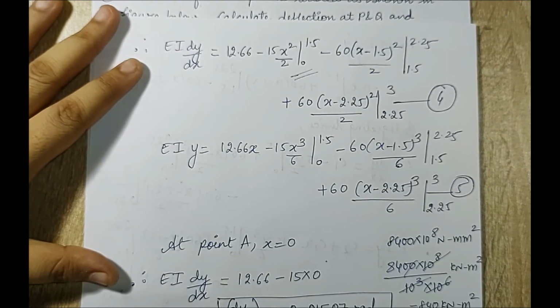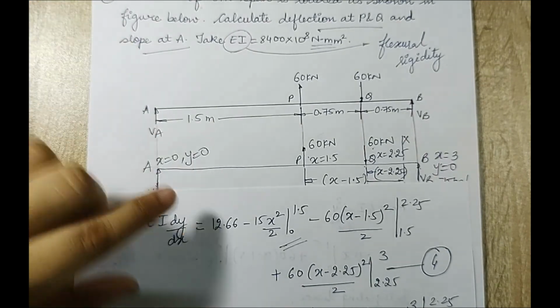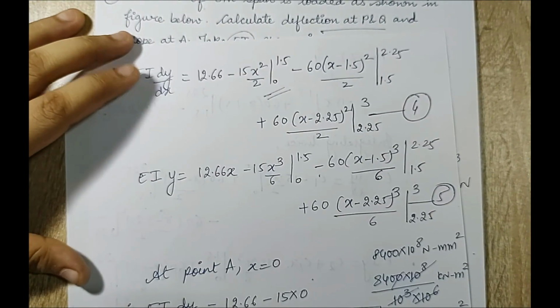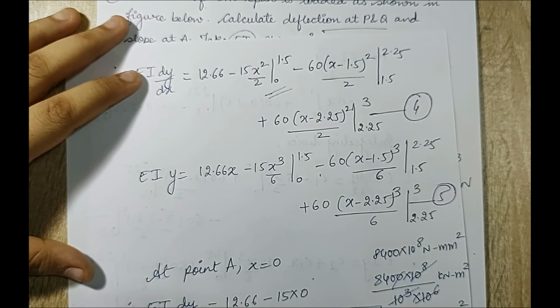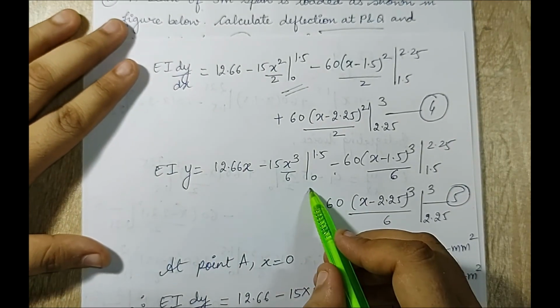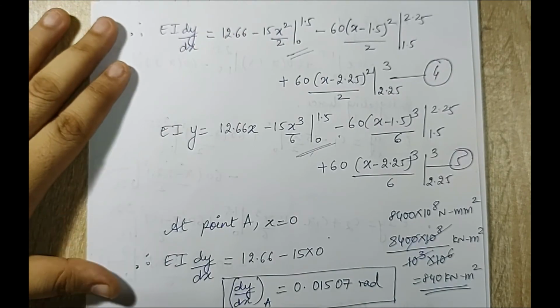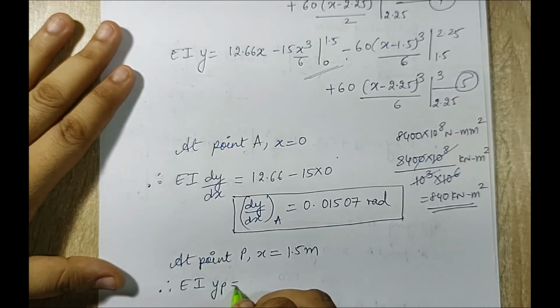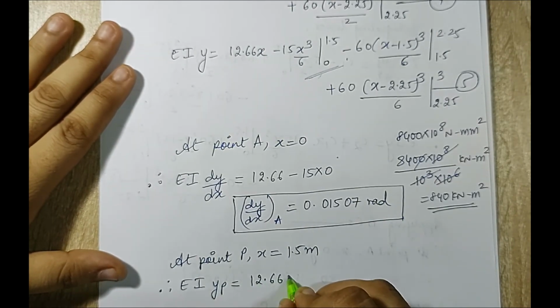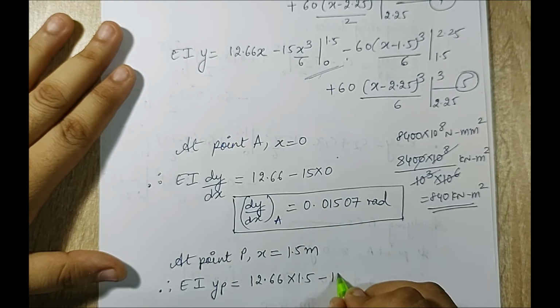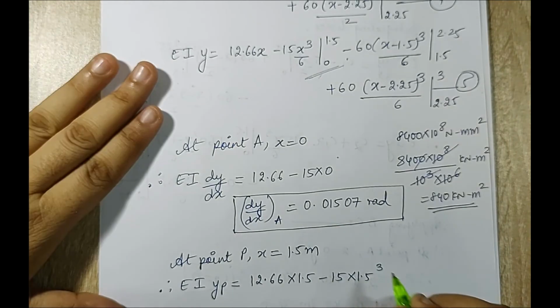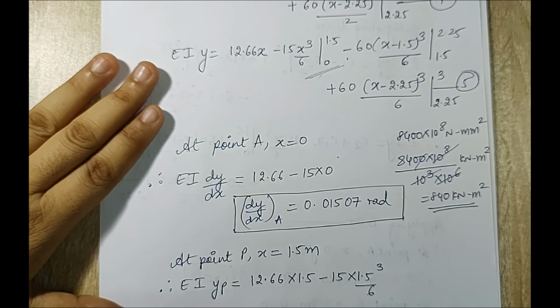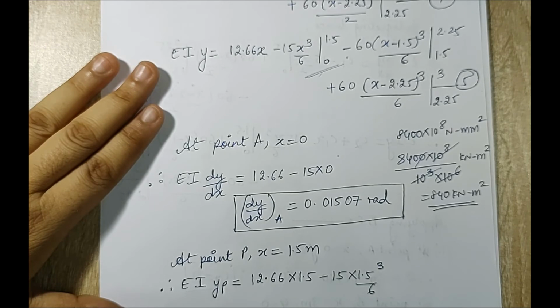Next I will calculate the deflection for point P and Q. So at point P, the value of x is, you can see it is 1.5. So I'll write here 1.5 meter. For P, obviously the equation is going to be up to this point. So I'll write down therefore EI YP is equal to 12.66 into 1.5 minus 15 into 1.5 cube upon 6. When I substitute, I get the value of YP as 0.0125 meter.